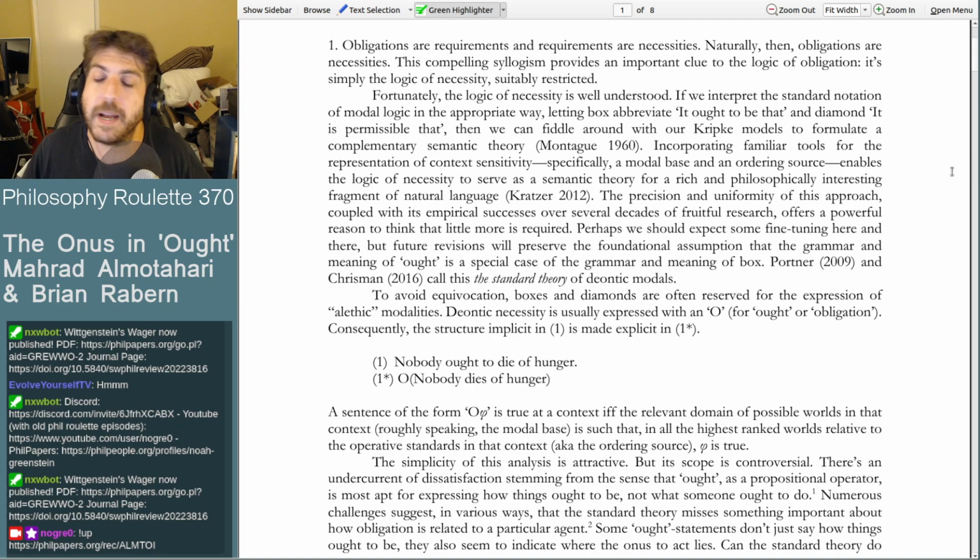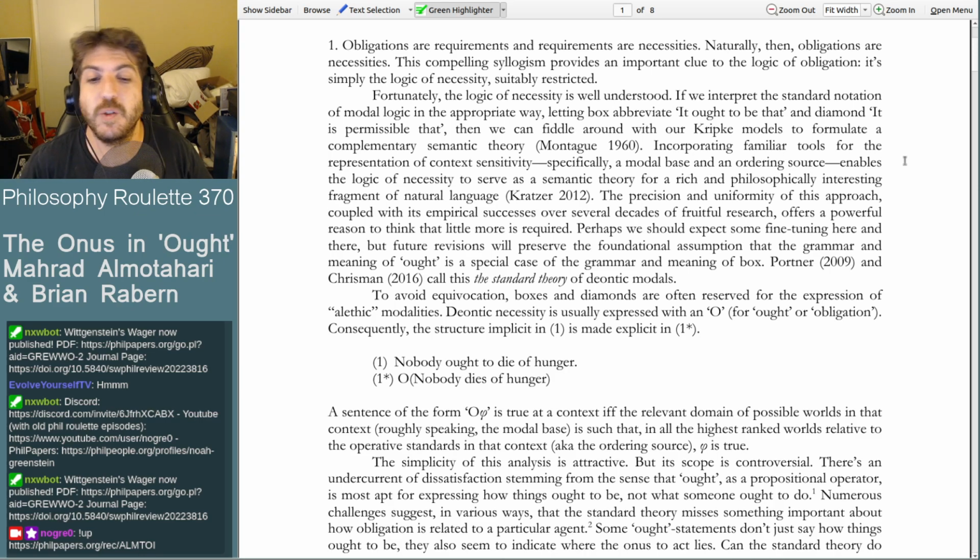This goes back to just showing off my pathetic knowledge of history. Georg von Wright in the 50s really developed deontic logic, and then later when Kripke came around, that got adapted into our Kripke models. I think that's how it went. Don't sue me if I'm wrong.